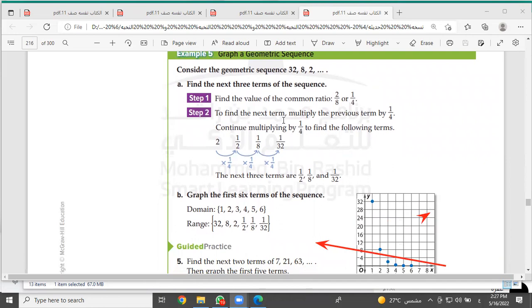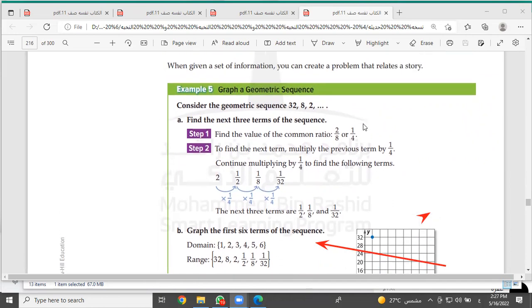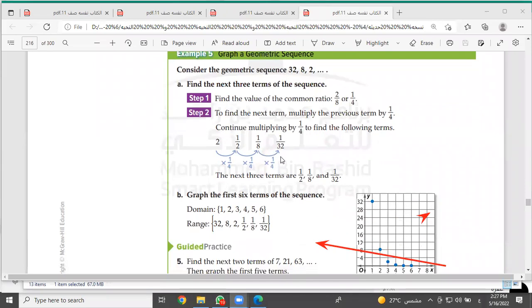To find the next term, multiply the previous term by what? By a quarter. For example, 2 times a quarter equals a half. Half times a quarter equals 1 over 8. 1 over 8 times a quarter equals 1 over 32.